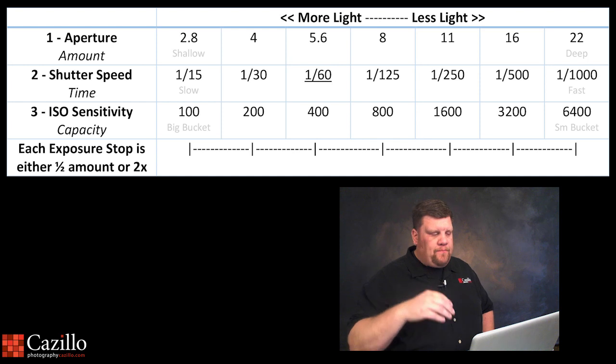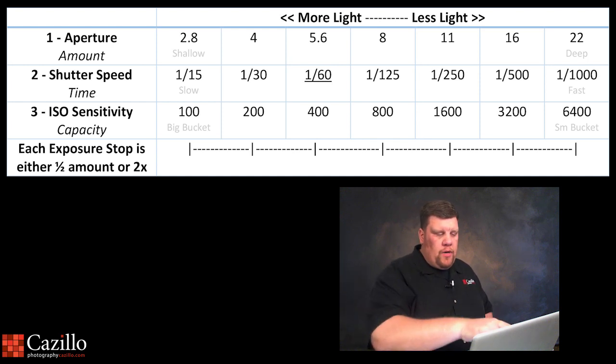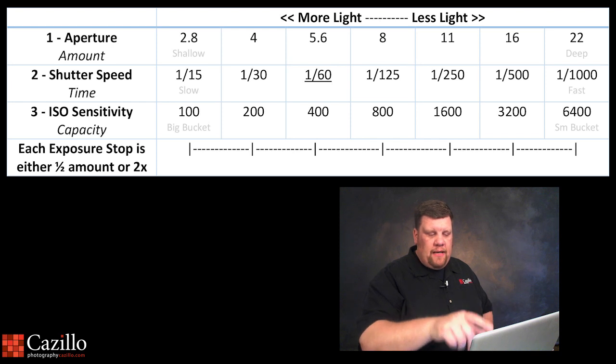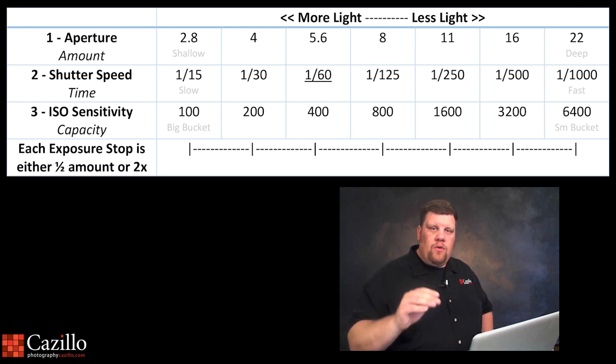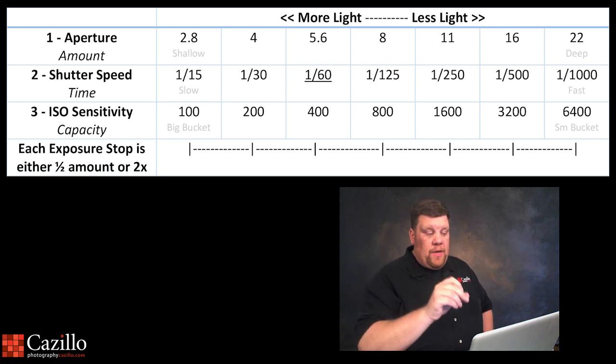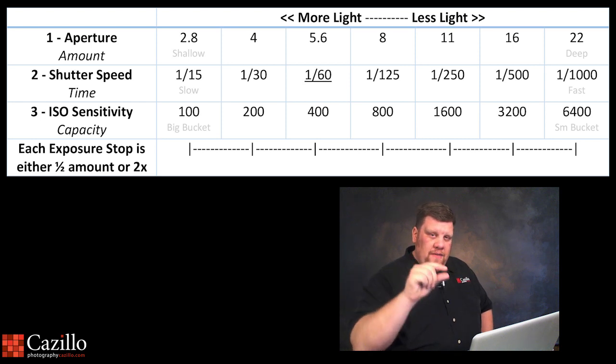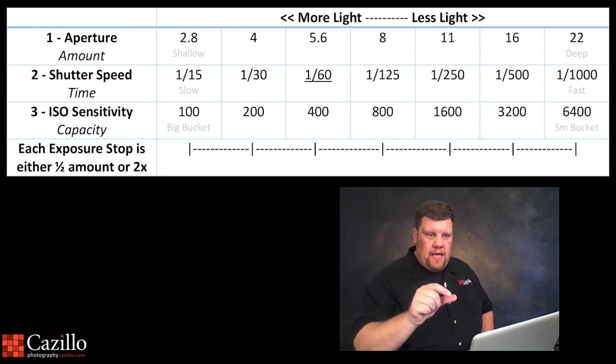All right, so we have the amount of light and that depth of field at 2.8, f4, 5.6, 8, 11, 16, 22. Those are our major stops. You're going to have stops in between these. In fact, you're going to have stops in between all of these settings, from your aperture, your shutter speed, and your ISO. But these are your major stops, or your full stops.